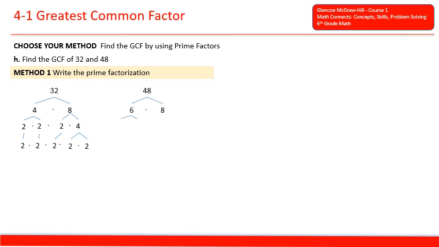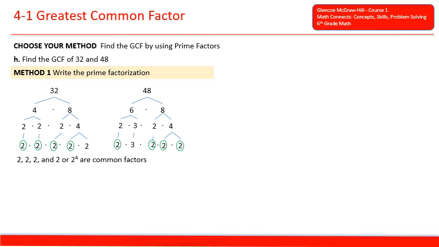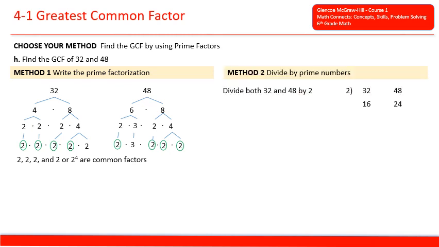48, if we factor that, it's 6 times 8. Factor the 6. Factor the 8. We'll bring down the 2, 3, 2. Factor the 4. And now we'll look at common factors. So if we circle them, it helps sort out how many 2's there really are common to both. Looks like there's 4. So 2 to the 4th are common factors.